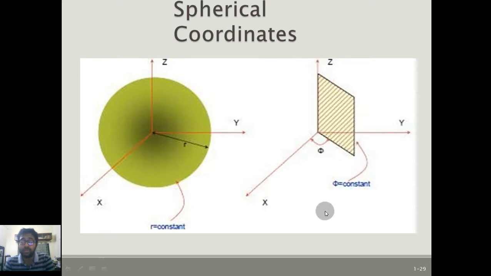When theta is constant, we get a circular cone. When r is constant, we get this spherical surface. When phi is constant, we get this vertical plane. The intersection of these three surfaces gives the position of the point P. Okay, so let's go to the next slide.